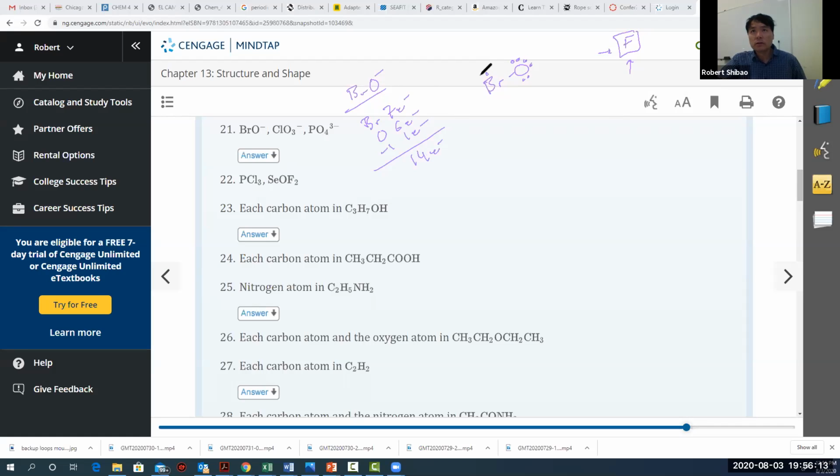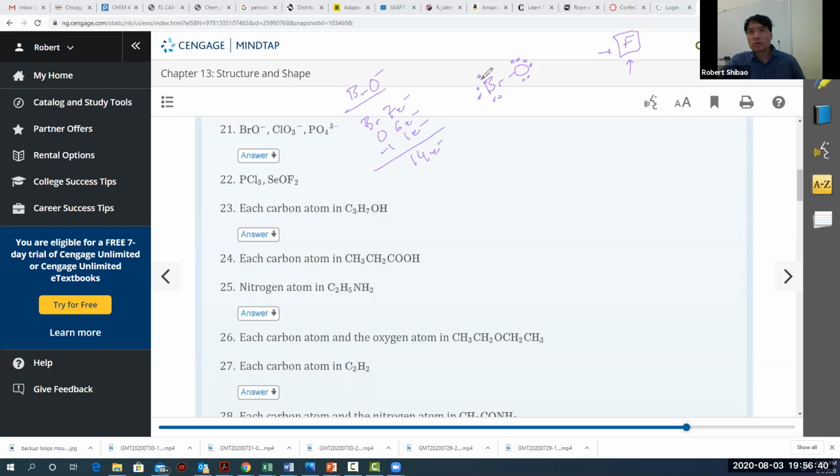So 2, 4, 6. So that should give us a total of, actually, did I miscount? 2, 4, 6, 8, 10, 12, 14. That gives us a total of 14 electrons here. Now let's take a look at the formal charges. So everybody has an octet. This oxygen has an octet. This oxygen has an octet. We don't need to make multiple bonds in this particular case.